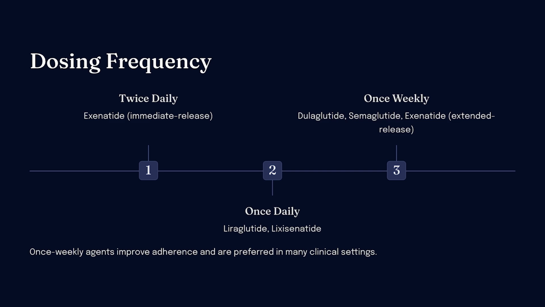Finally, several newer agents are available as once-weekly formulations, including Dulaglutide, Semaglutide, and Exenatide extended release. Their prolonged duration of action allows effective glycemic control with just one injection per week. An important clinical point is that once-weekly agents improve adherence, because patients need fewer injections. For this reason, they are often preferred in many clinical settings.